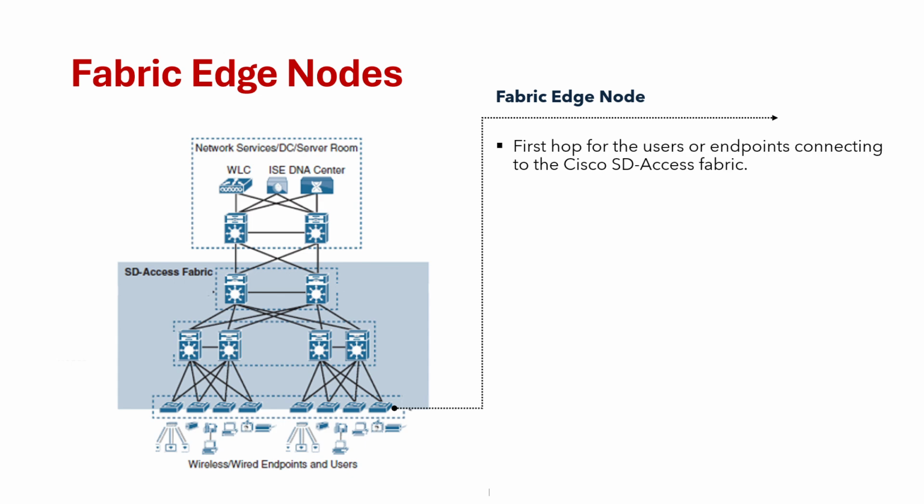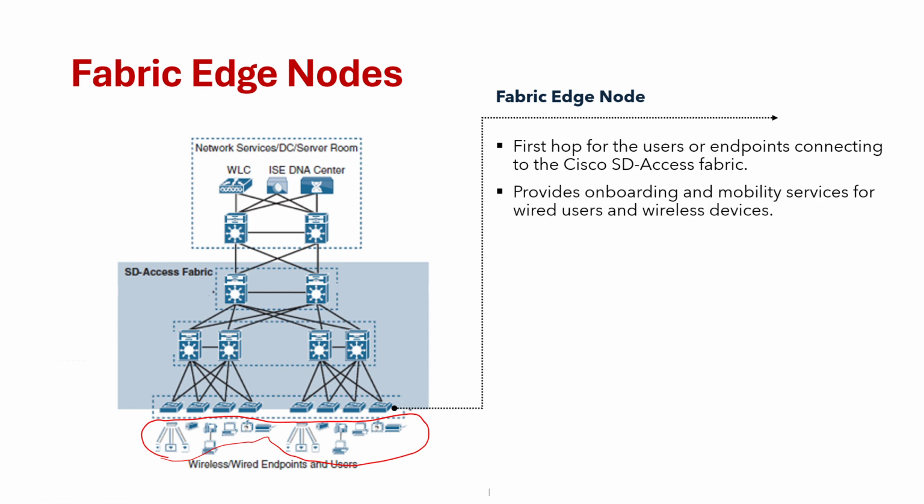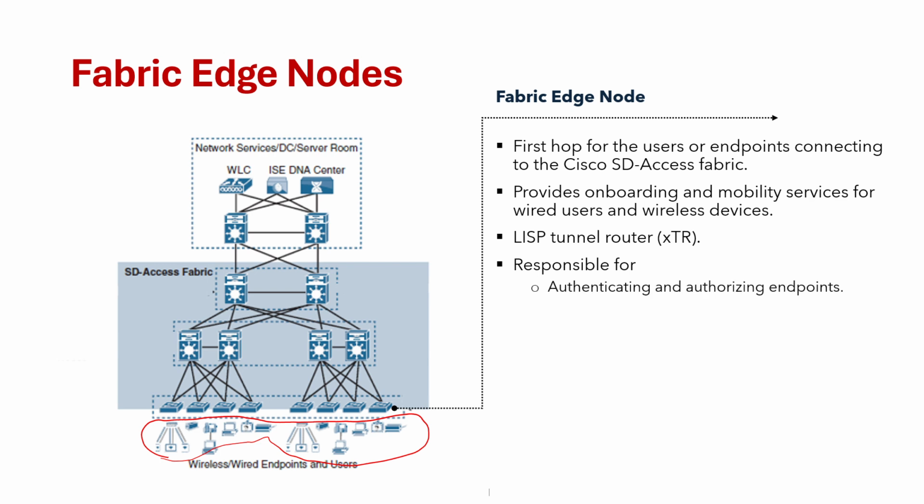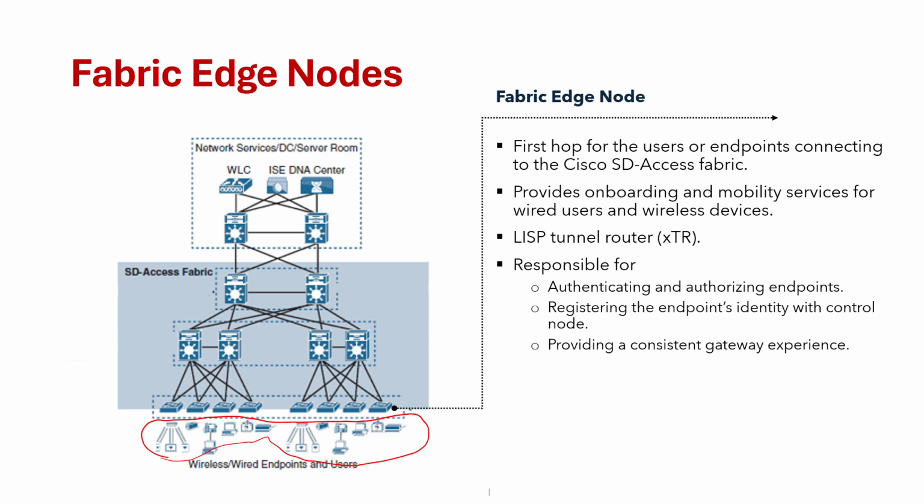A fabric edge node is the first hop for the users or endpoints connecting to the Cisco SD access fabric. These are the endpoints, right? It provides onboarding and mobility services for wired and wireless devices. It's a LISP tunnel router or XTR node that is responsible for authenticating and authorizing endpoints, registering the endpoint's identity such as IPv4 or IPv6 with the control plane node, and providing a consistent gateway experience using anycast Layer 3 gateway. And this node can be either a switch or a router operating in the fabric overlay.